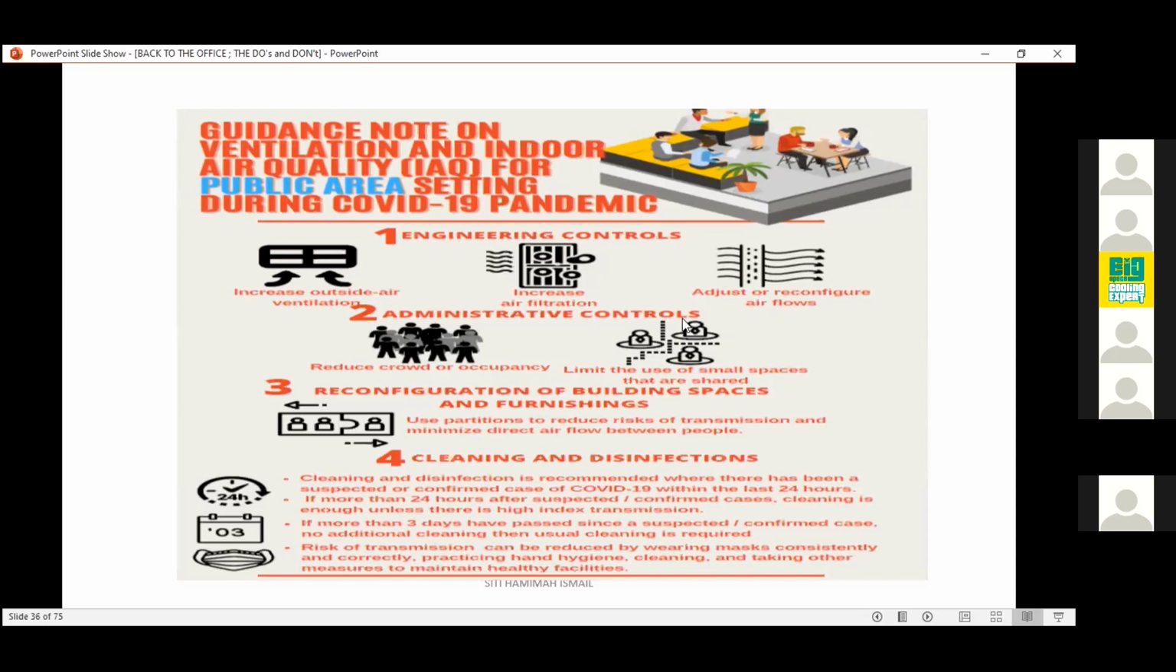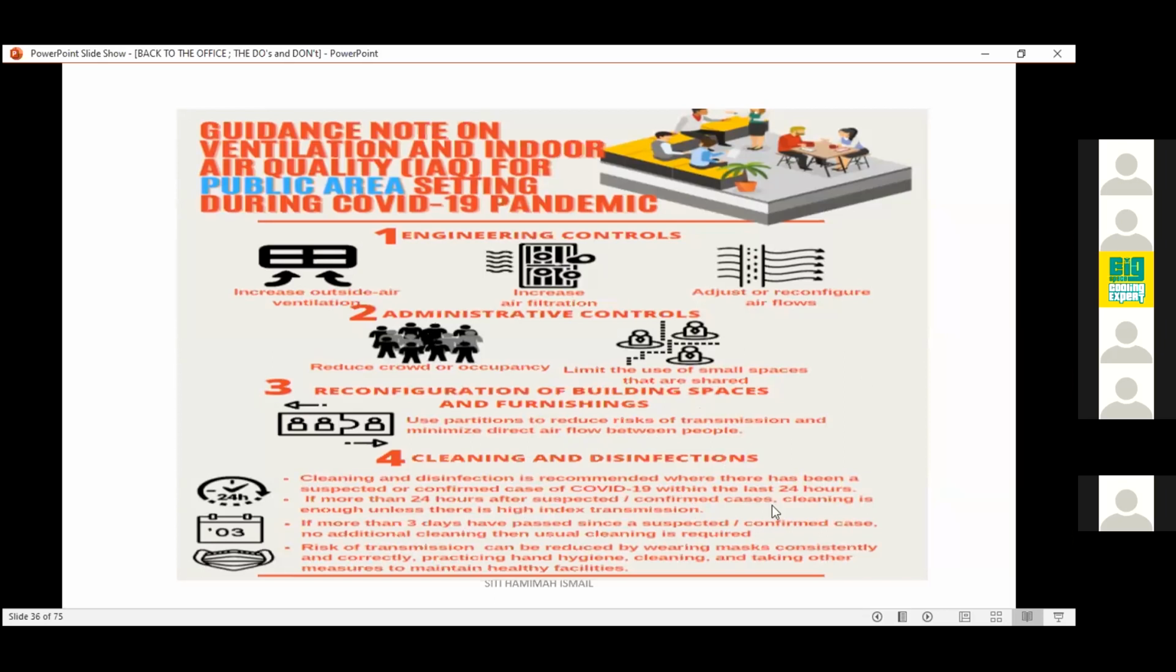Okay, item number 3, reconfigurations of your building spaces and furnishing. Why? You must use partitions. When there are partitions, you take extra space. So you must reduce your number of people, and reduce your risk of transmission to minimize airflow between people. That's why I said earlier, the one above asks you to adjust and reconfigure your airflow. Why don't they want it? If you supply and you're sitting below, having a symptom, you can spread the symptom to other people, if you don't control your airflow.